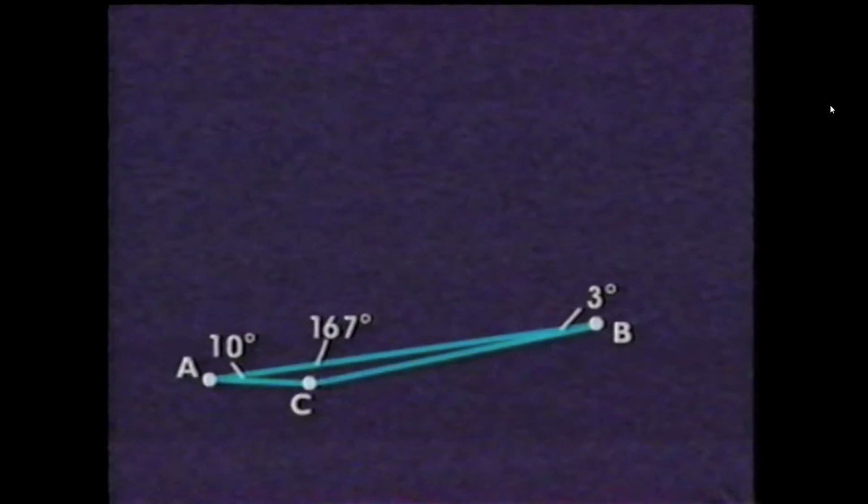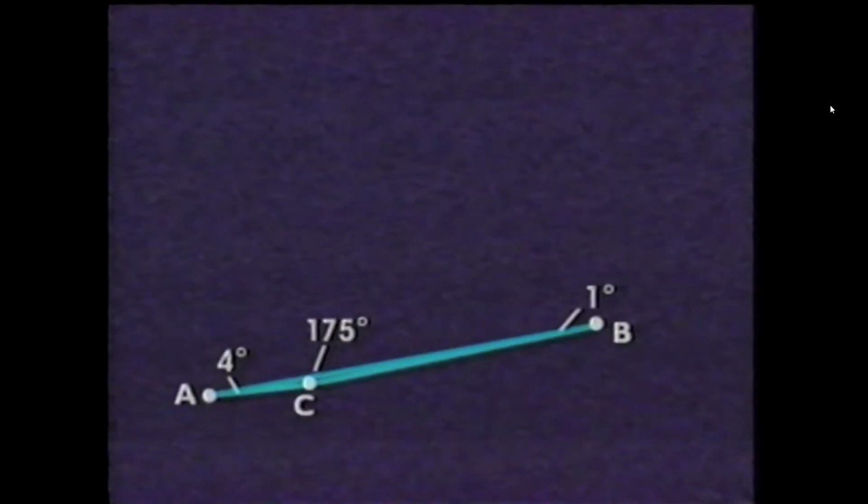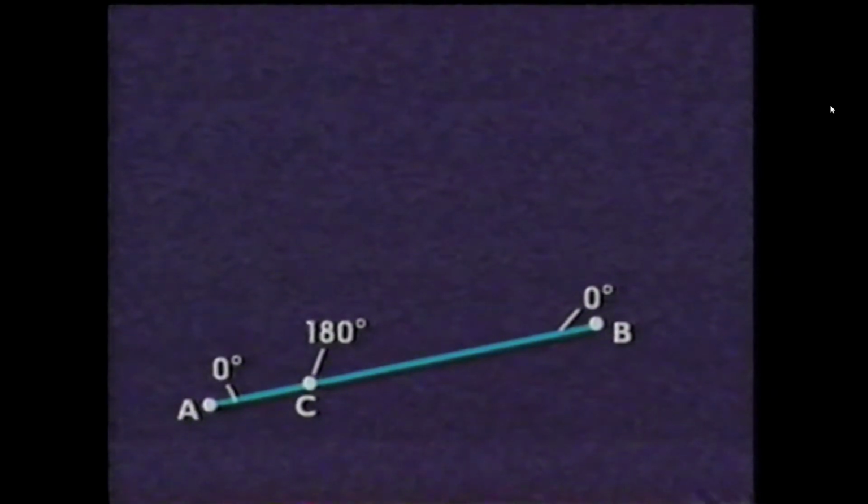In the limiting case, points A, B, and C align, and the triangle again collapses into a segment. Then the measure of angle C is 180 degrees, and the measures of angles A and B are both 0 degrees. So the sum of the three measures is exactly 180 degrees.